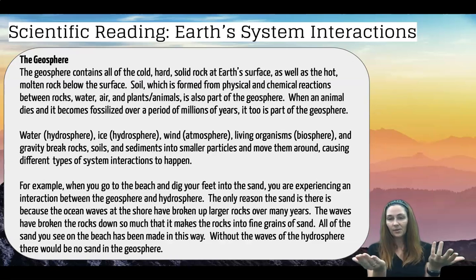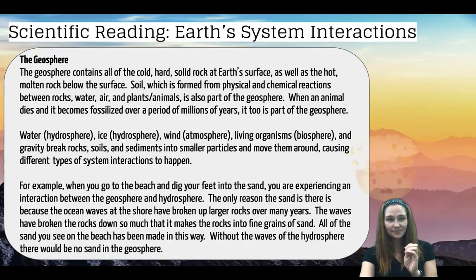And think about it. Have you ever dug a hole? Have you ever dug in mud? You're playing with the geosphere. You're changing the landscape and perhaps disrupting any biosphere creatures that live there.